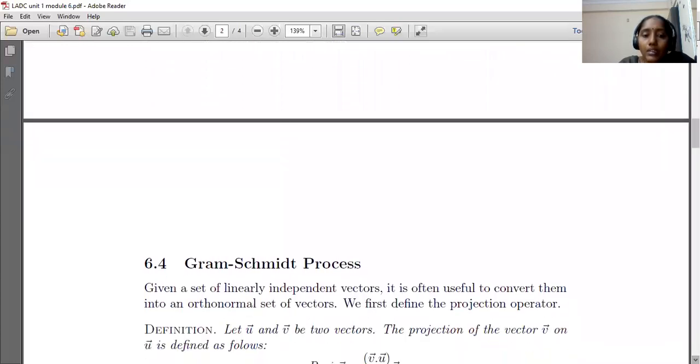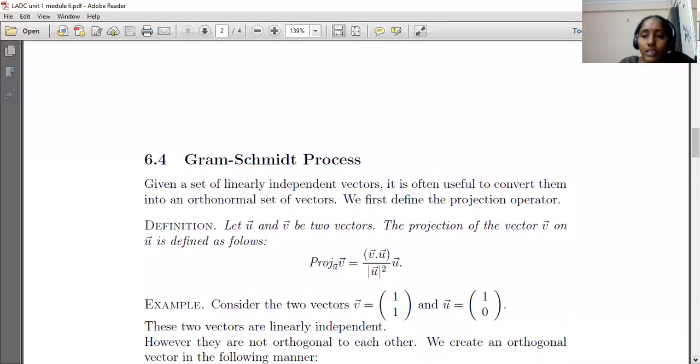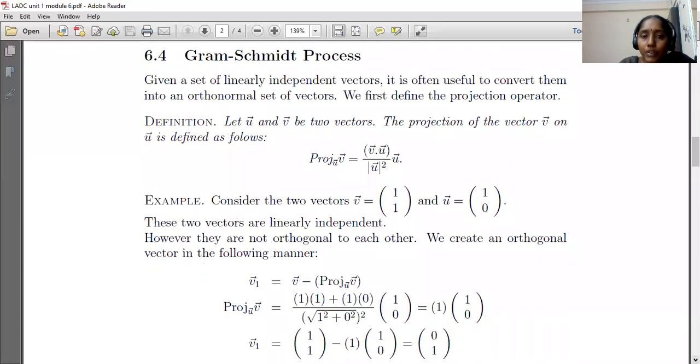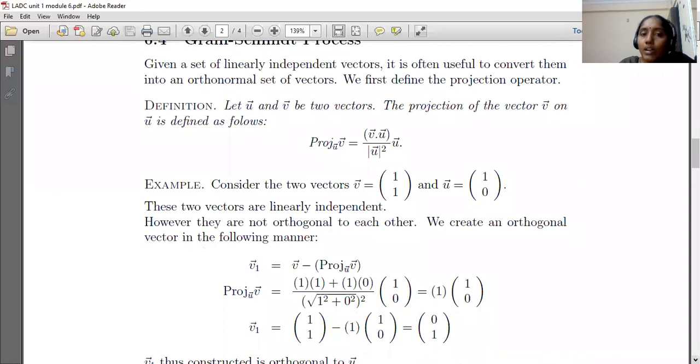Now we are discussing the Gram-Schmidt process. In this process, we use the projection of U on V, which we already discussed in the last class. Once again, I recollect.